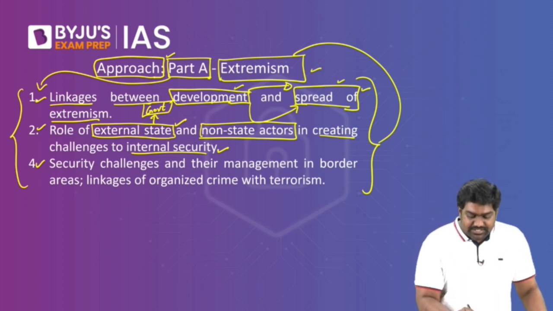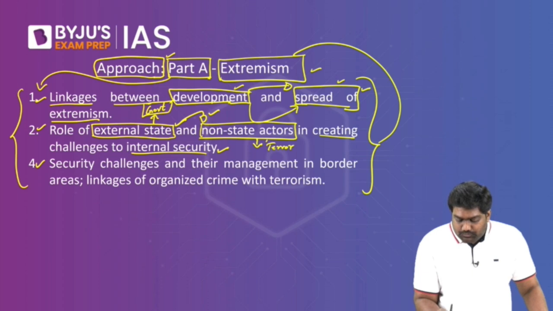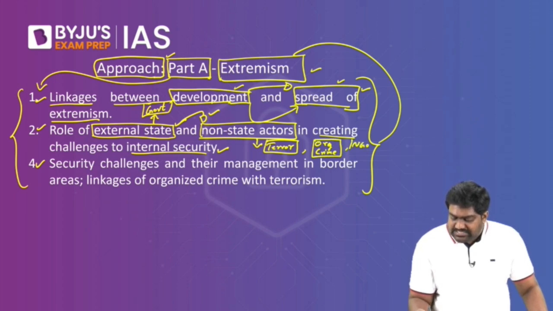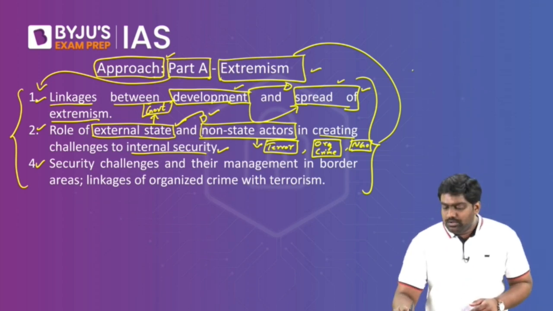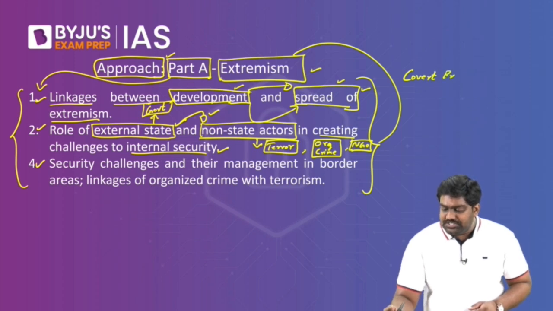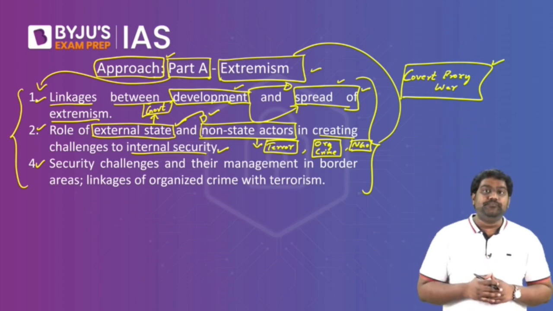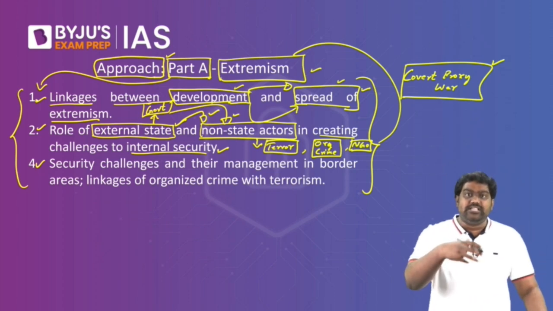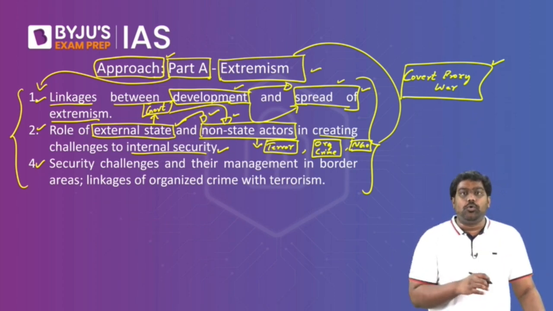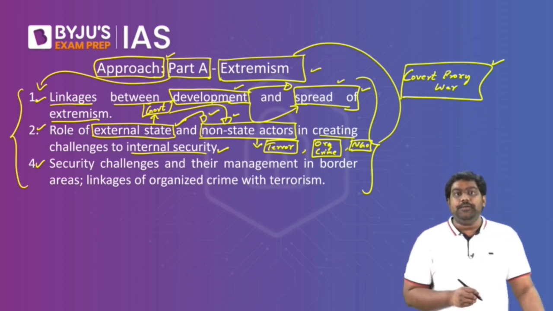These hostile intelligence agencies could often make use of non-state actors such as terror outfits, organized criminal organizations, or even media and NGOs to destabilize our country and to create security challenges. This is essentially a secret war, or a covert proxy war, that hostile countries often wage against their target country. So we need to understand how state actors are using non-state actors as their proxies to wage these covert wars to destabilize their target country.